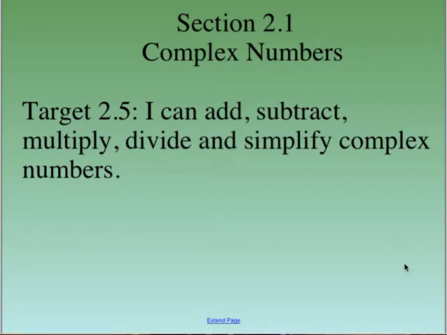This video is going to cover Section 2.1 regarding complex numbers, and the learning target is that you should be able to add, subtract, multiply, divide, and simplify complex numbers.